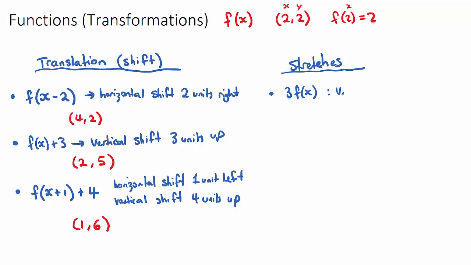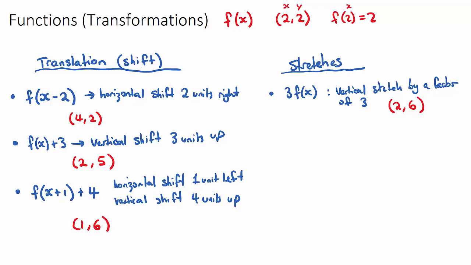So this is a vertical stretch, and we say by a factor of 3. So if I applied my vertical stretch transformation to our original coordinate up there, the x wouldn't change. We didn't affect the x, so that would still be 2, but all of the y coordinates will be multiplied by 3. So this will become 6 because 2 times 3 is 6.